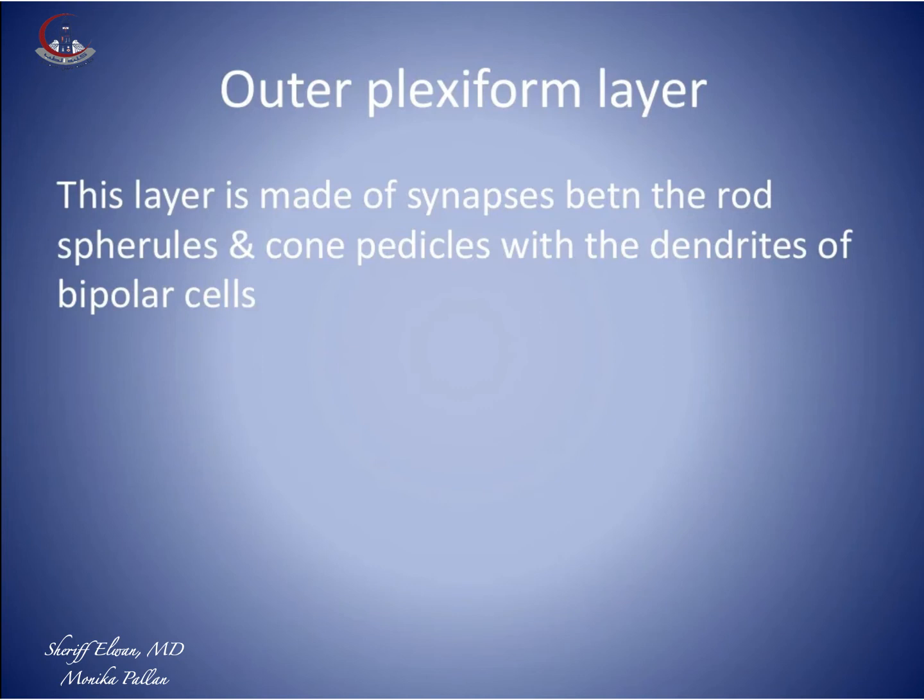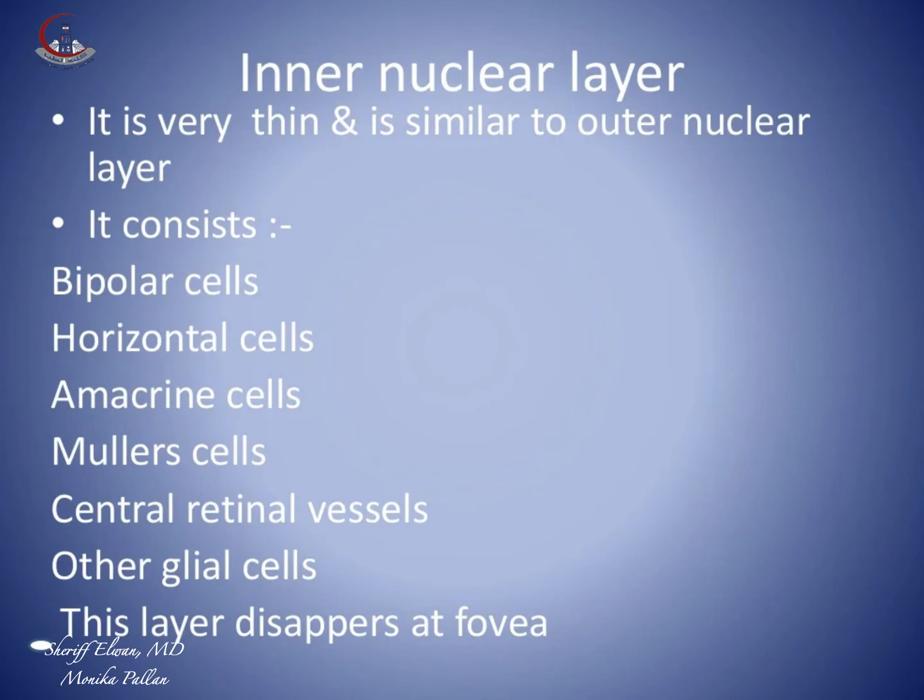The outer plexiform layer is made of synapses between the rod spherules and the cone pedicles with the dendrites of the bipolar cells. The bipolar cells are in the inner nuclear layer, and this inner nuclear layer is a very thin layer and is similar to the outer nuclear layer, consisting of the following cells: the bipolar, the horizontal, the amacrine, the Müller cells, as well as the central retinal vessels and other glial cells. And this inner nuclear layer is not existent in the area of the fovea.